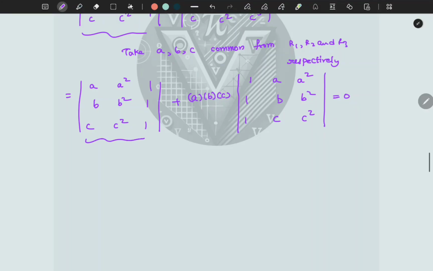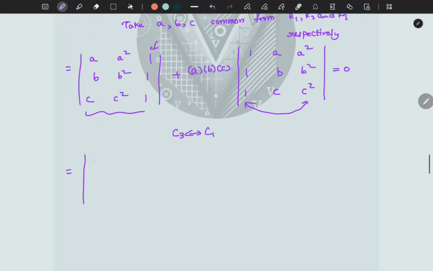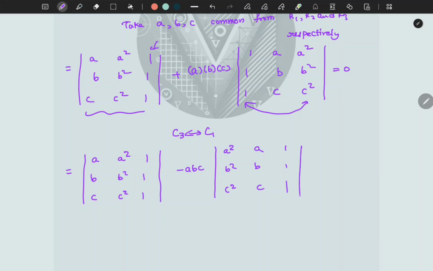Now see, here in the first determinant we have 1 in column 3. So let us do one thing. We will interchange column 3 and column 1. Once we do that, the sign of the determinant changes. So let us write that. So what we get here is negative abc. Now column 1 will become a square, b square, c square, a, b, c, 1, 1, 1.